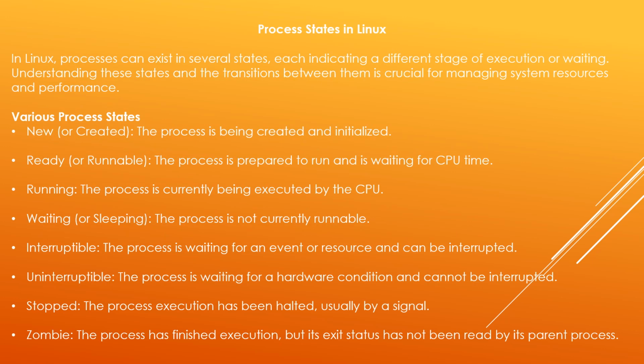This is the third part of the video: process state in Linux. In Linux, processes can exist in several states, each indicating a different stage of execution or waiting. Understanding these states and the transitions between them is crucial for managing system resources and performance. Various process states: new or created. The process is being created and initialized. Ready or runnable. The process is prepared to run and is waiting for CPU time.